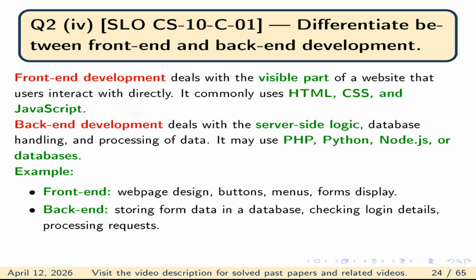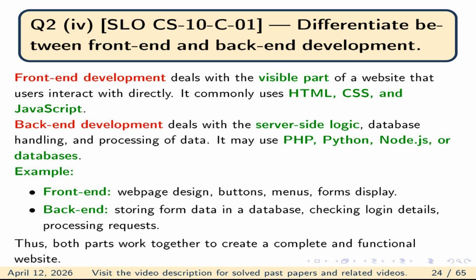Front-end examples are web page designs, buttons, menus, and forms display. While a backend example is storing form data in a database, checking login details, and processing requests. Thus, both parts work together to create a complete and functional website.